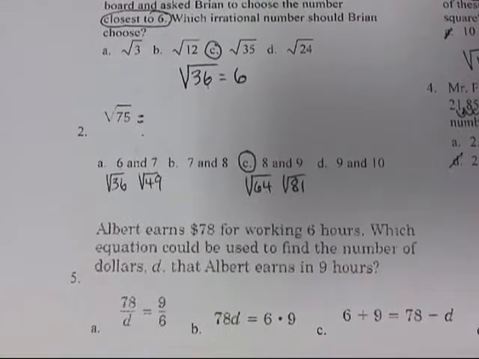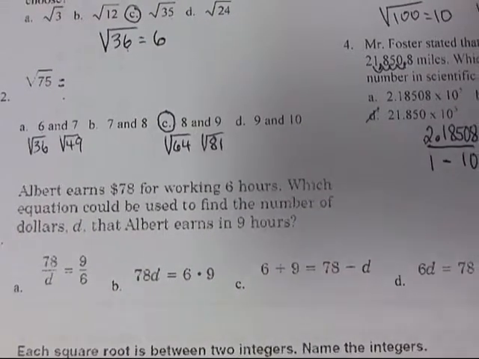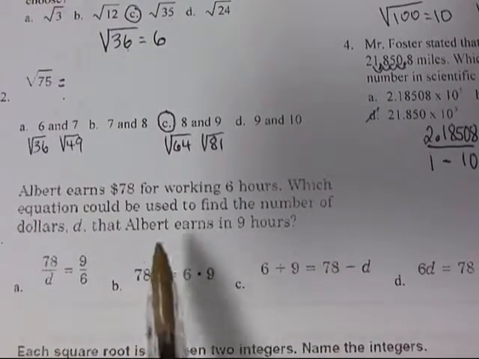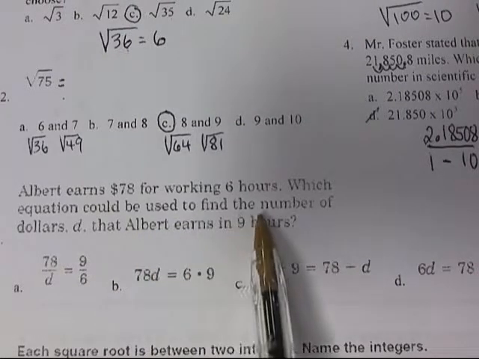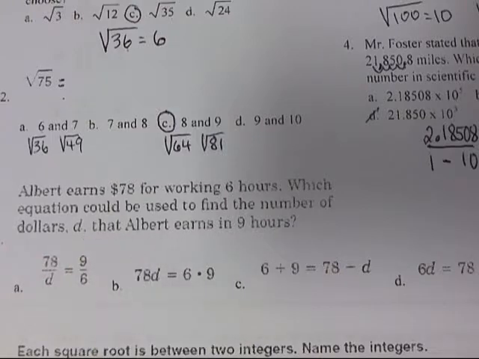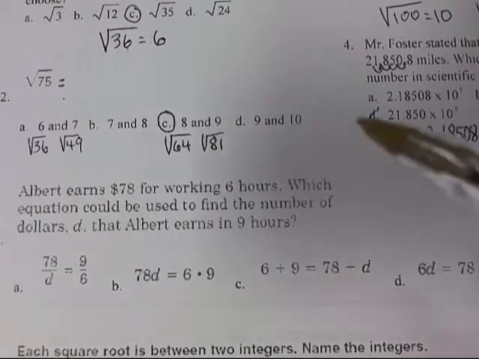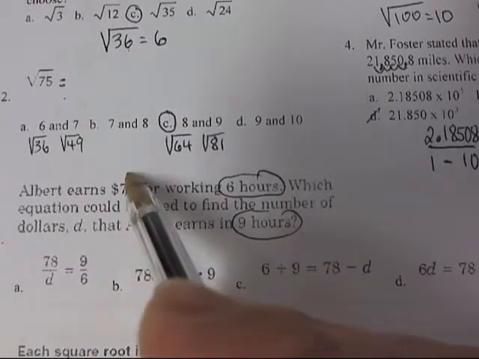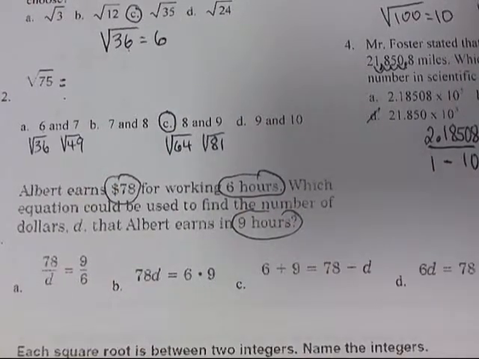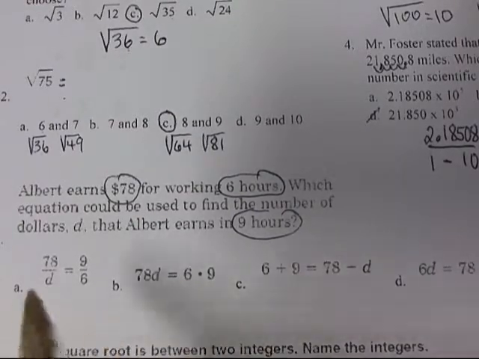Number 5. Albert earns $78 for working 6 hours. Which equation could be used to find the number of dollars D that Albert earns in 9 hours? So we have 6 hours, let's circle that, 9 hours, and $78. We could set up a proportion. Let's take a look at answer choice A.